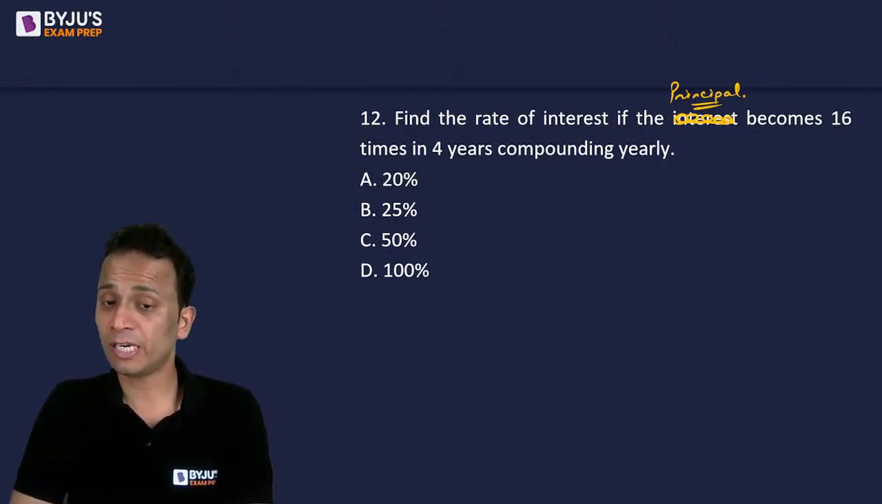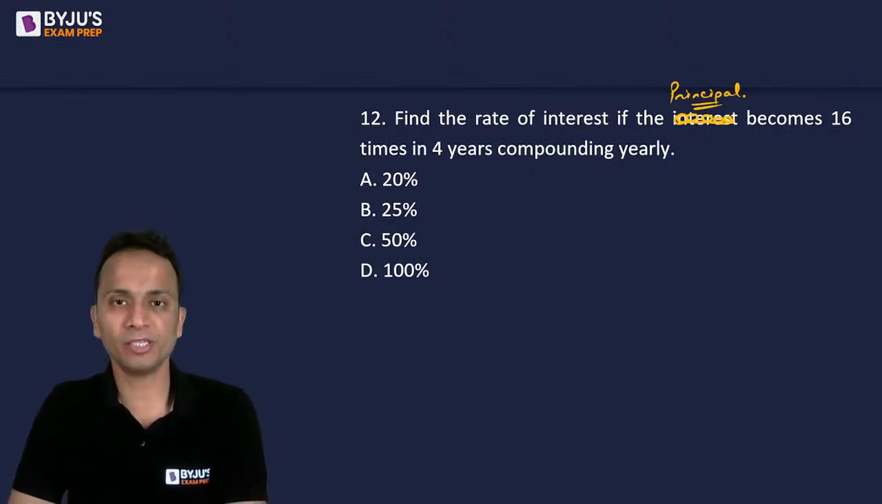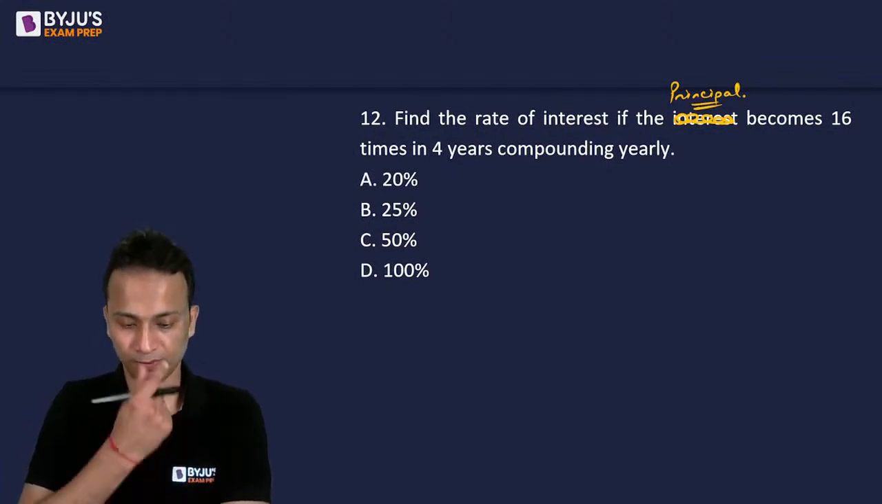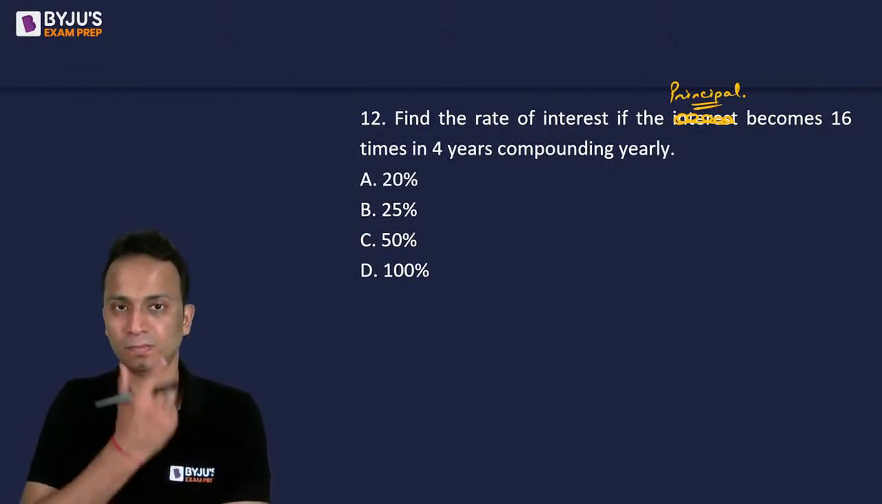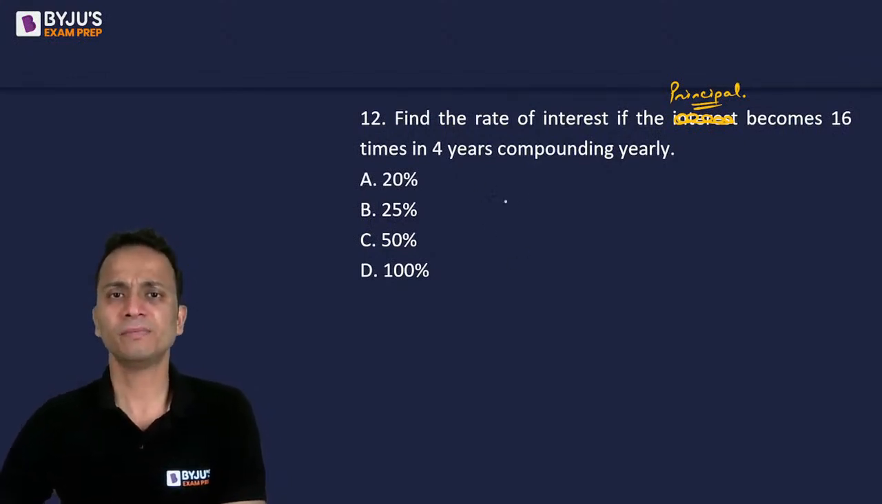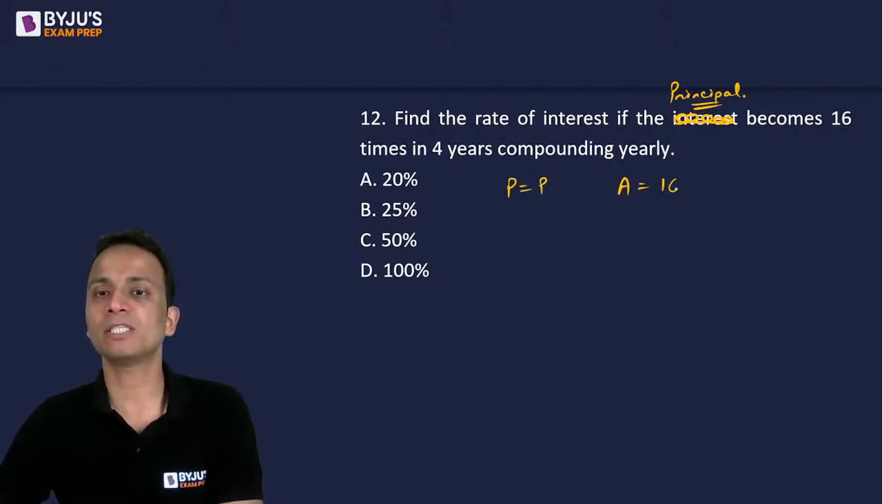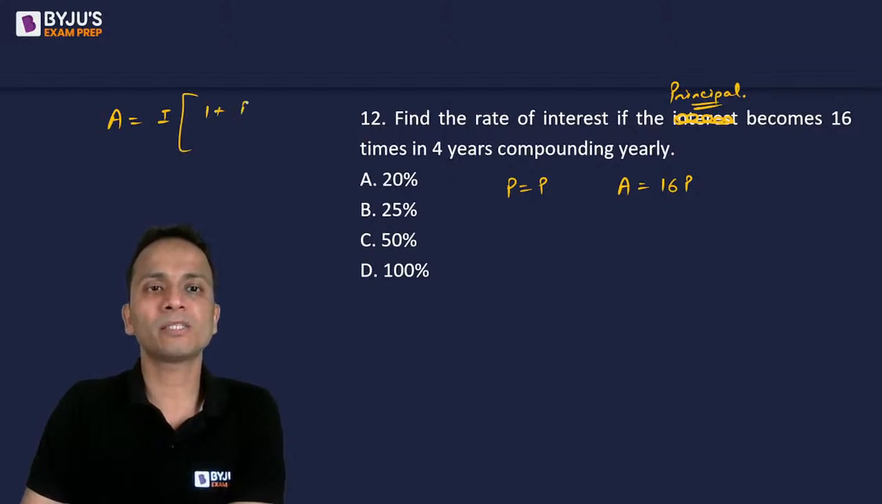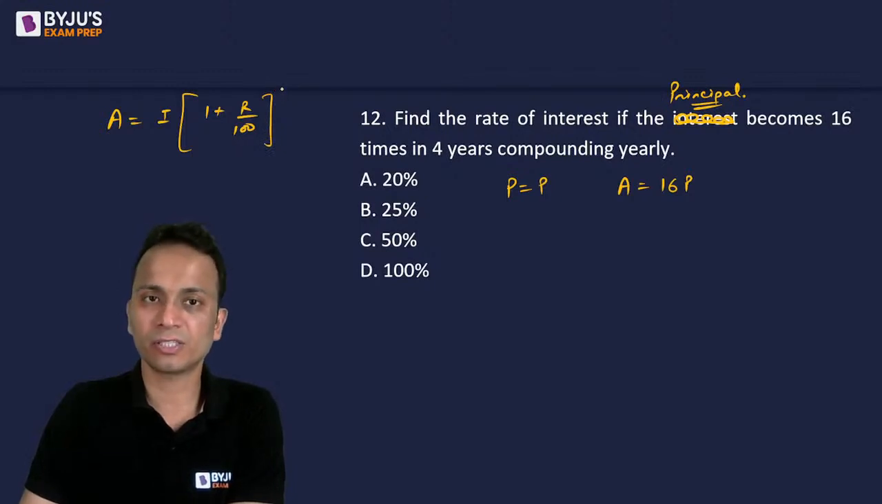फाइंड द रेट ऑफ इंटरेस्ट, रेट ऑफ इंटरेस्ट फाइंड आउट करना है. प्रिंसिपल बिकम्स 16 टाइम्स इन 4 years when compounded yearly. अगेन यहाँ पे फॉर्मूला यूज कर सकते हैं. ठीक है. सो फर्स्ट ऑफ ऑल प्रिंसिपल लेट्स से अगर P है, सो अमाउंट हैज बिकम 16 टाइम्स. नाउ कंपाउंड इंटरेस्ट के केस में फॉर्मूला क्या होता है? अमाउंट इज इक्वल टू प्रिंसिपल ब्रैकेट 1 प्लस R अपॉन 100 रेज टू द पावर नंबर ऑफ ईयर्स n.